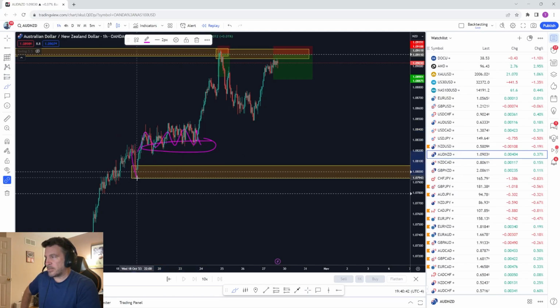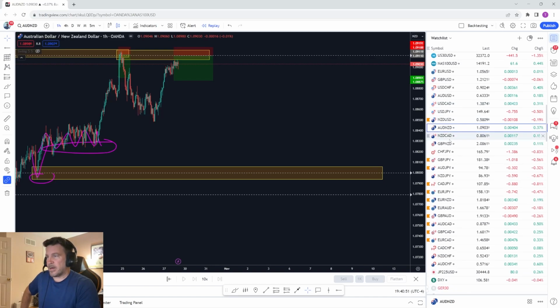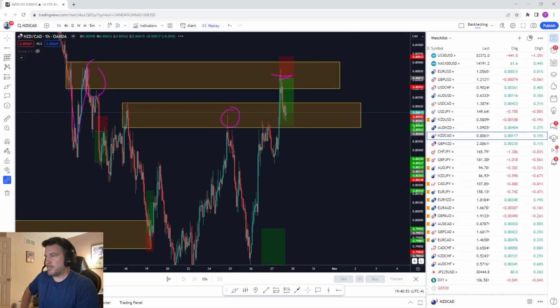I want these hard rip ups, right here, like this zone, that particular area. So we'll see what happens if price gets all the way down there. It may or may not. Let's come over to NZD CAD.